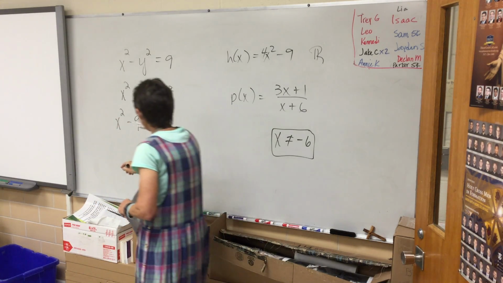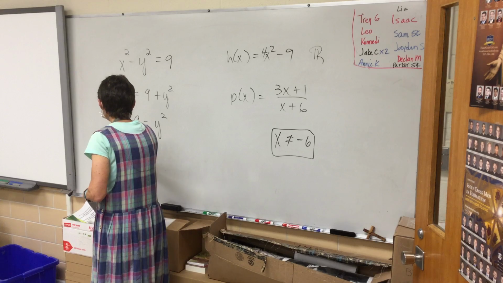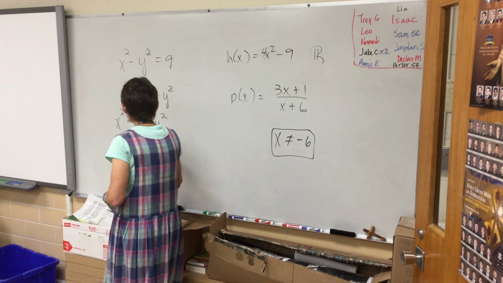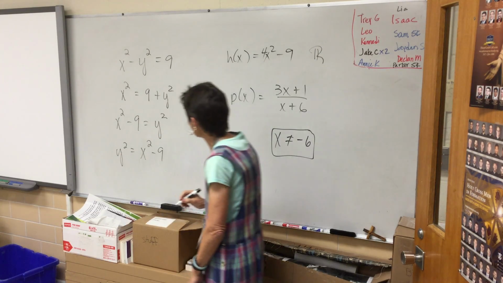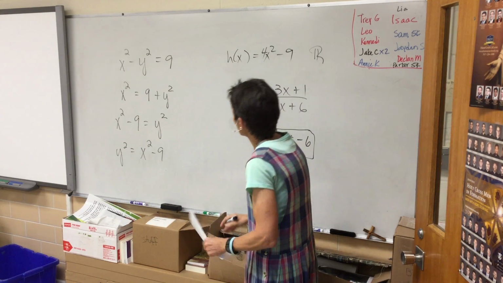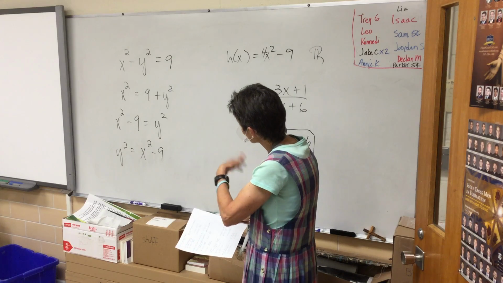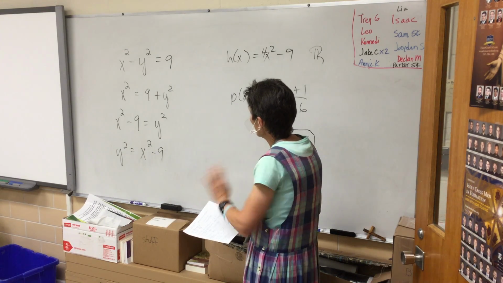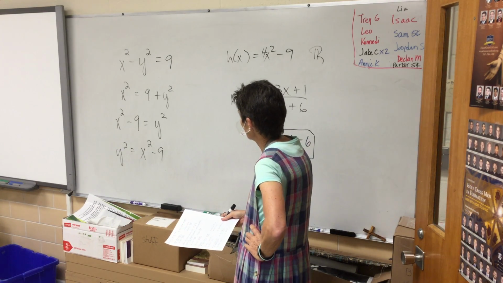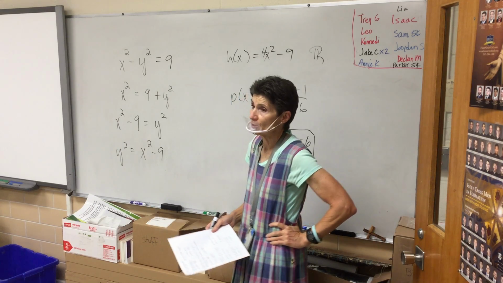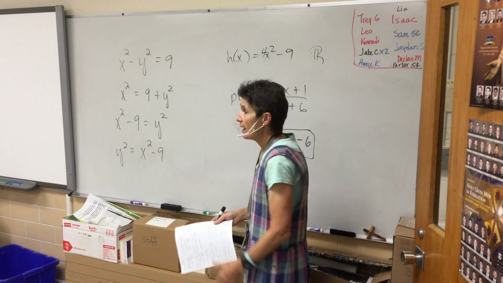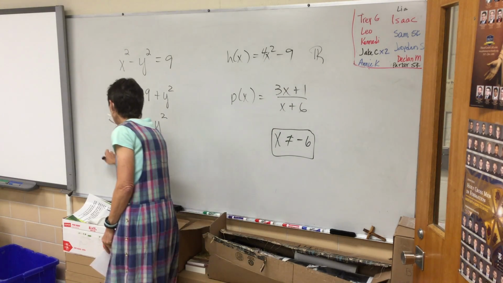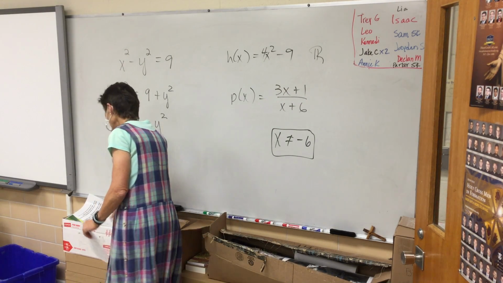So now I have y by itself. Now how you do that is up to you. You can rearrange this any way you want, but you got to get the y squared by itself. So I just move stuff around. So now I have my y squared by itself. Now what do I do? Once I get the y by itself, now I square root. And what do I have to remember to do?